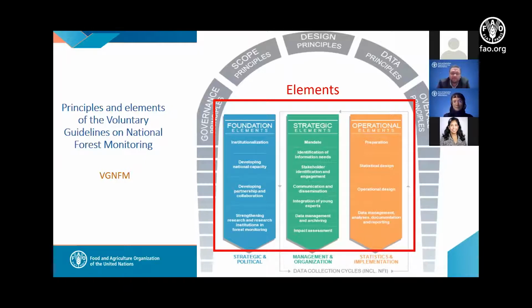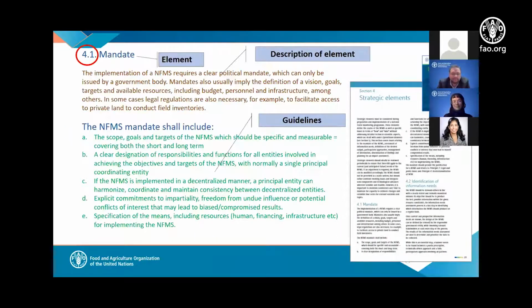The third column, or the third pillar, is the operational elements that include the guidance for the preparation of data collection and management, the statistical and operational design, data management, analysis, documentation, and reporting. As you can see in this figure, a national forest monitoring system is quite complex, and it's not only dealing with data collection and analysis.